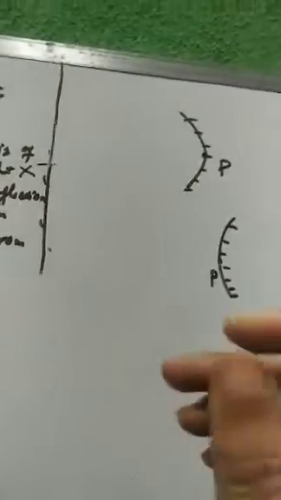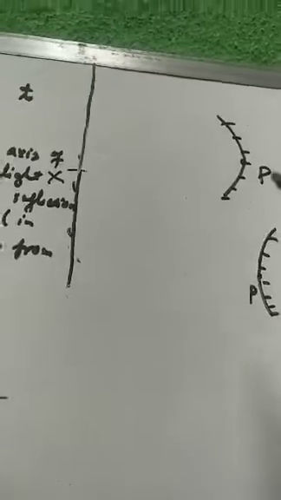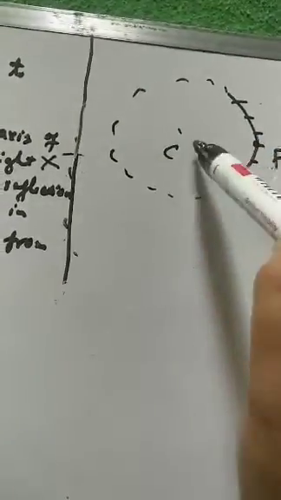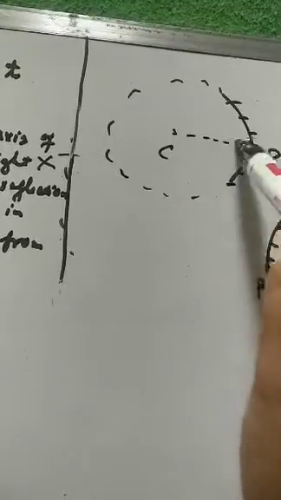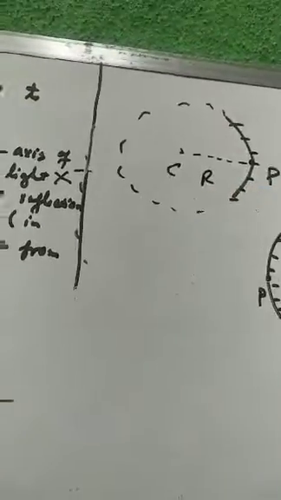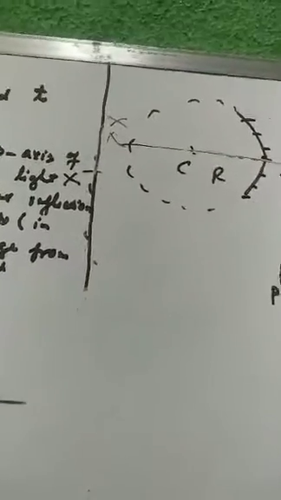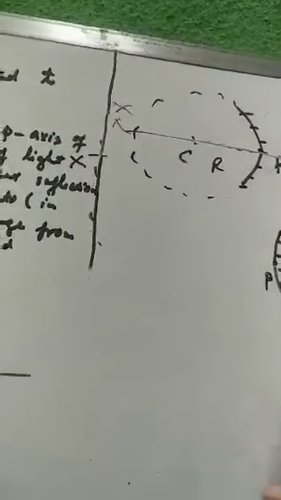So this is the second term, center of curvature जो है, center of curvature, it is the center of this sphere of which this mirror forms a part. Radius of curvature is the radius of this sphere of which the mirror forms a part. Principal axis, it is the line which joins the center of curvature and pole of the mirror, and it is extended on both sides. This is the principal axis.